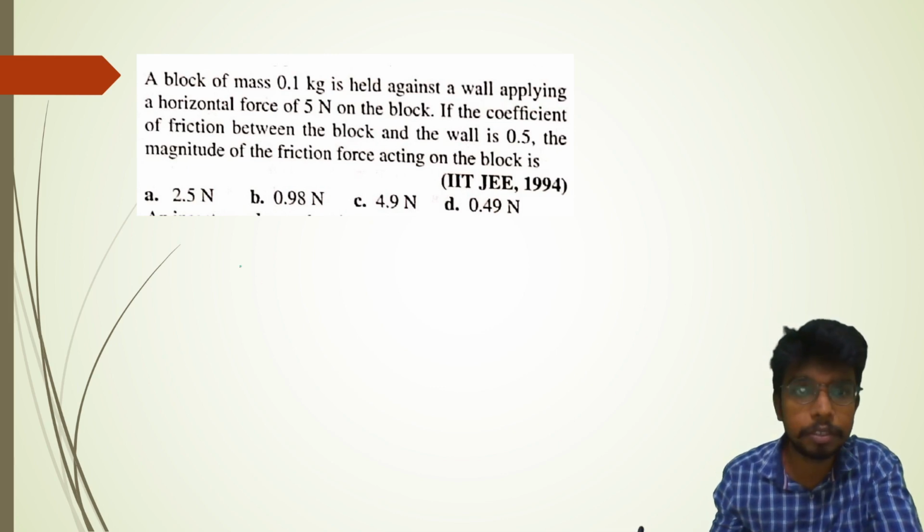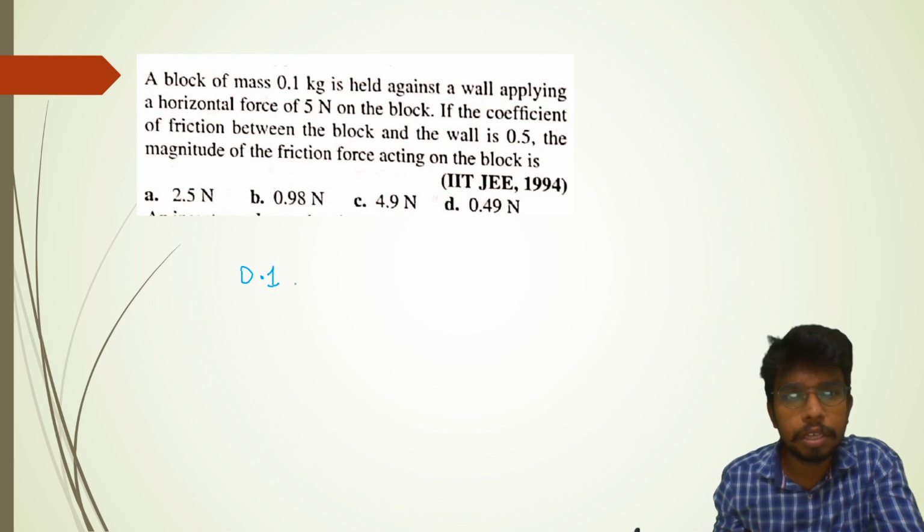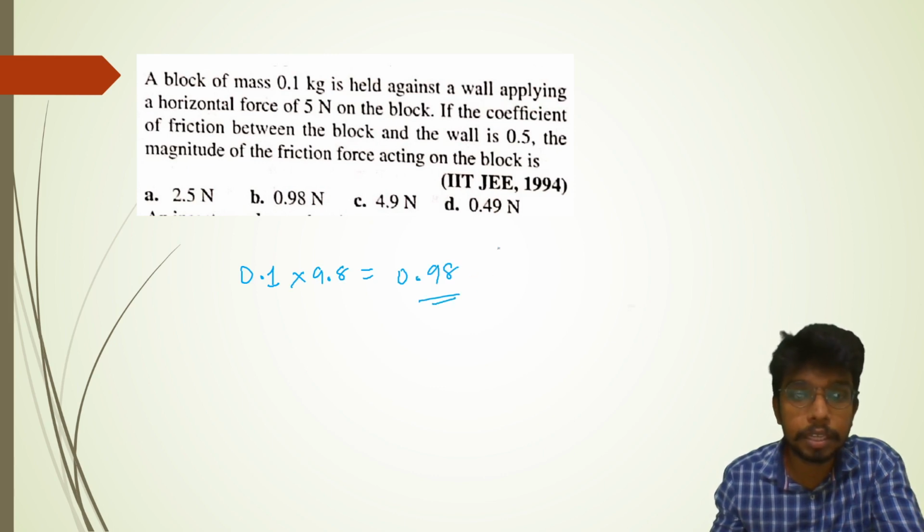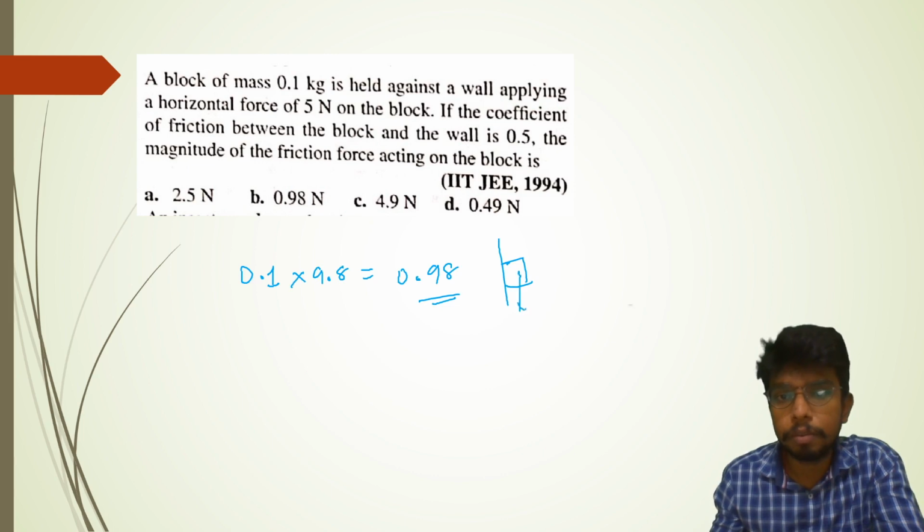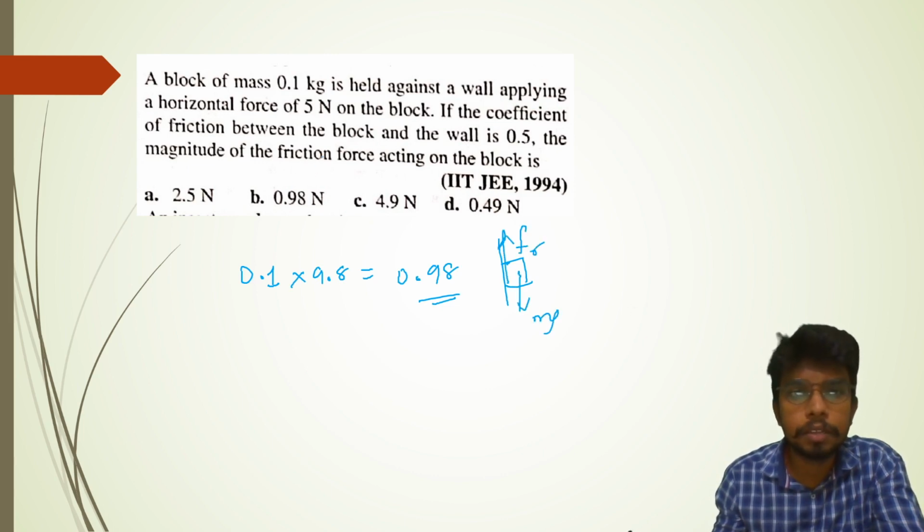And if I consider the situation here, I know the mass, which is 0.1, and I know the acceleration due to gravity, assume it to be 9.8. Eventually it comes out to be 0.98, and this is the force which is acting in the downward direction of this body, mg. And this should be balanced by the friction. They're asking the magnitude of the frictional force acting. That should be 0.98 Newton.